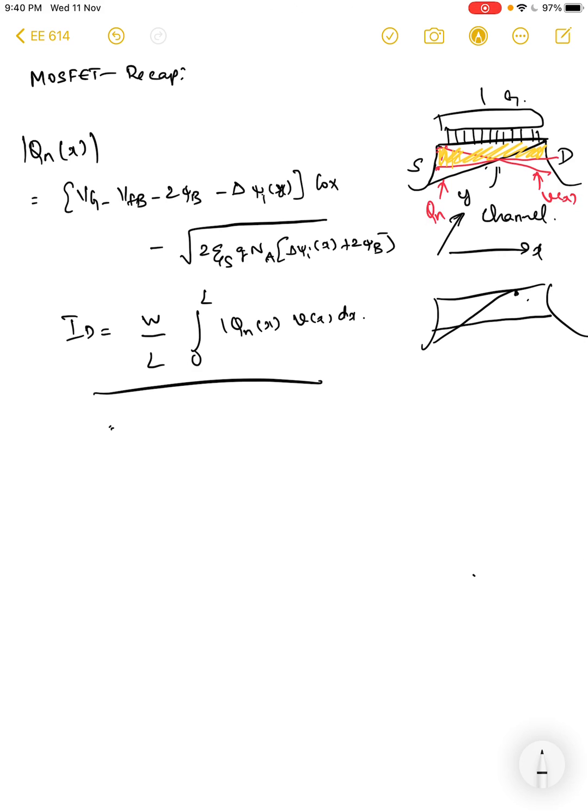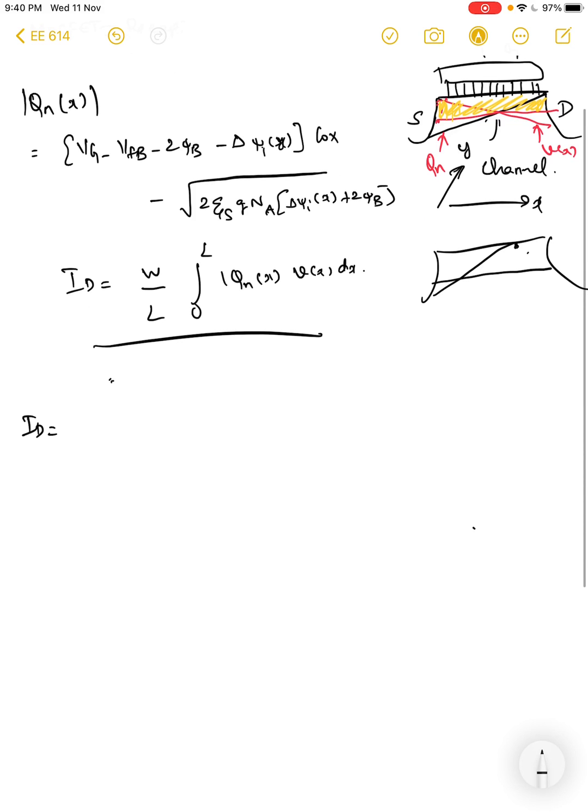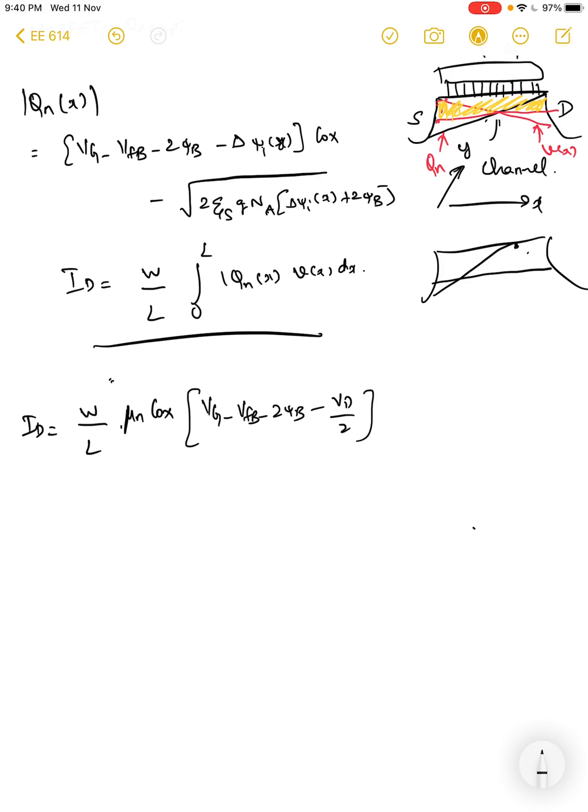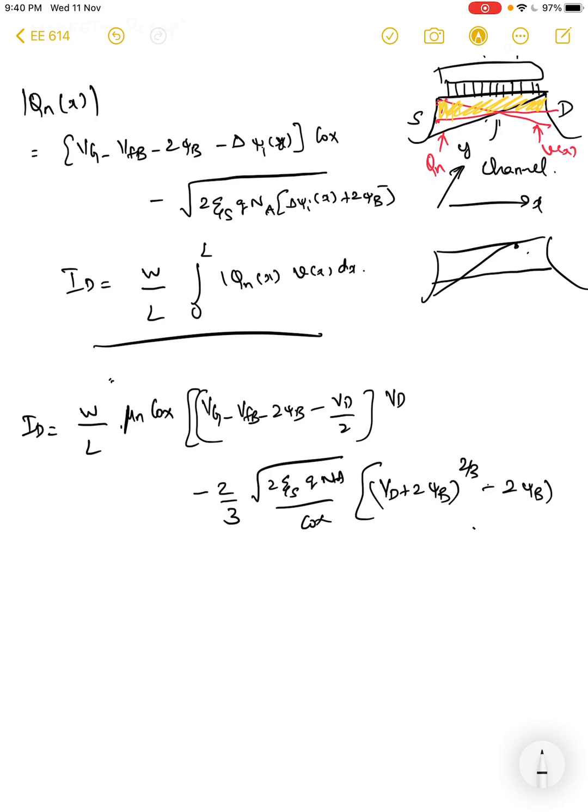So from this expression we actually calculated the total current, which turned out to be something like this, with a term root 2 epsilon s q N A by C ox. This term contributes when you have potentials more than the saturation potential, causing pinch off, right? So in the linear region it is this term which dominates, and in the intermediate region you have contributions from both.